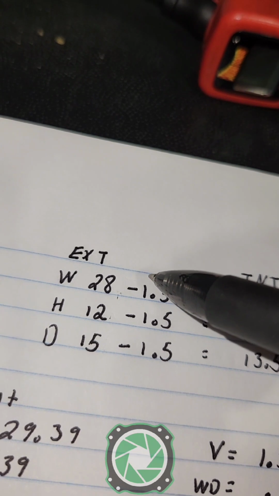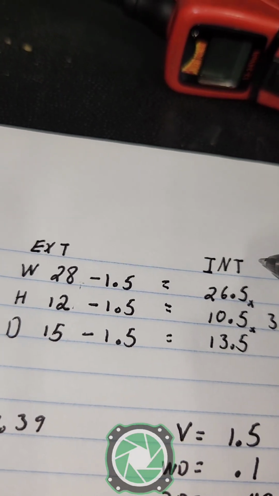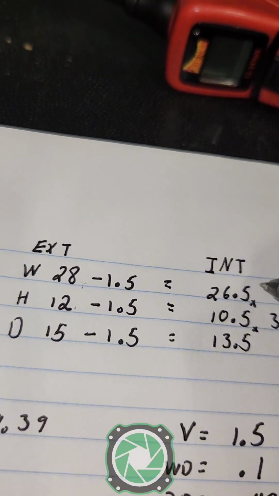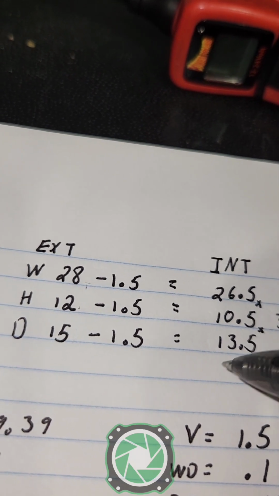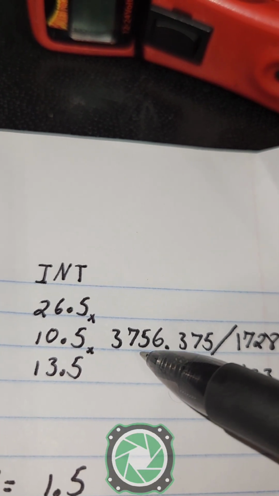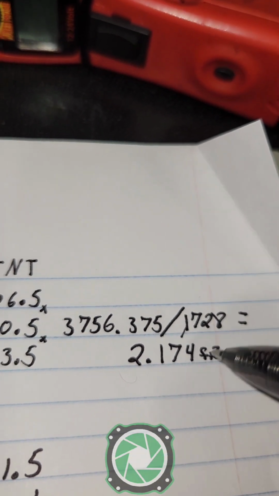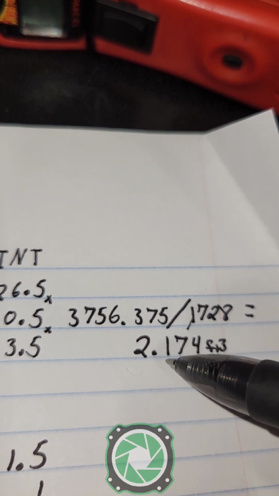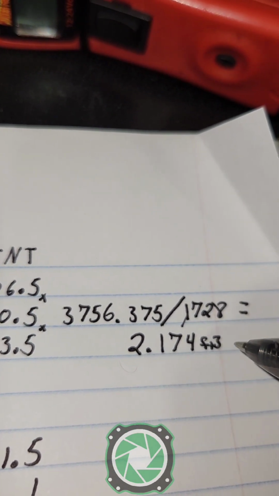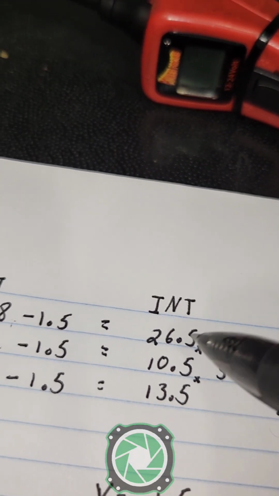Now, we need to minus 1.5 from each one of these numbers because we need to account for wood thickness. We're going to get a new internal measurement, which is going to be 26.5, 10.5, and 13.5. Now, if we multiply all of our internal measurements together, we're going to get 3,756.375. We need to divide that by our magic number, 1728, to get a new measurement of 2.174 cubic feet, which is going to be the new internal volume of this measurement right here.